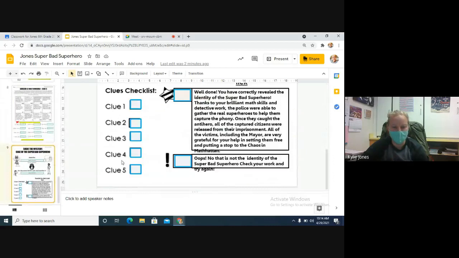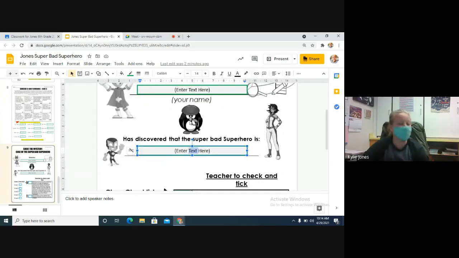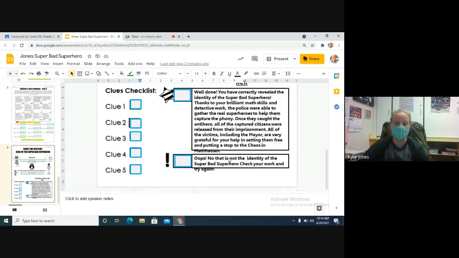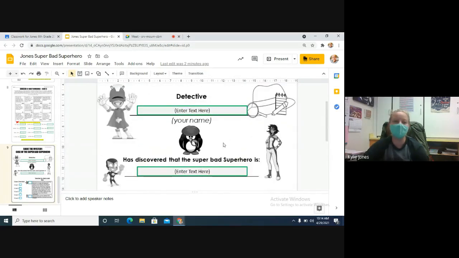Slide number 9, the very last slide, is where you put your answer at the very end of who done it. It does look like a penguin, yes. So your name goes here, the detective, right? And then who the superhero was not goes down there. Like your own detective name? Yeah. Sure, you can name your own detective.